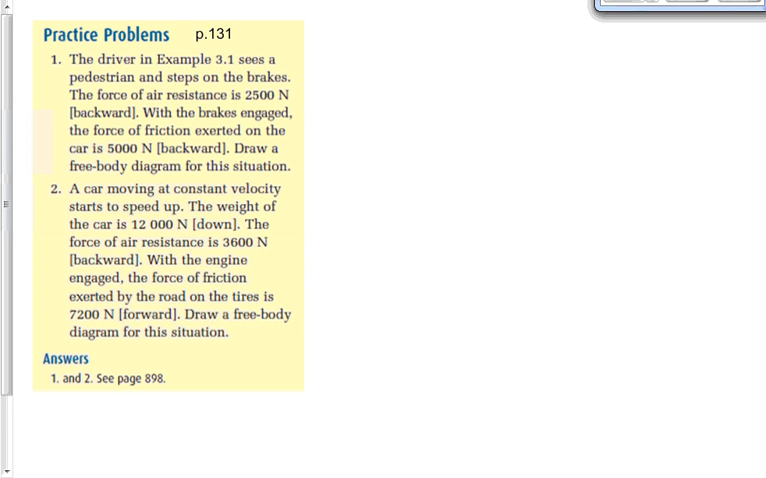Number 1 says, the driver in example 3.1 sees a pedestrian and steps on the brakes. The force of air resistance is 2,500 newtons backwards, and there's a force of friction of 5,000 newtons backwards. So here's my car.